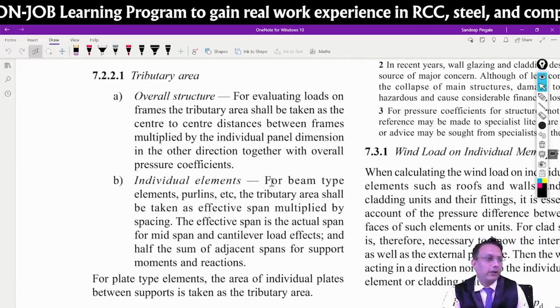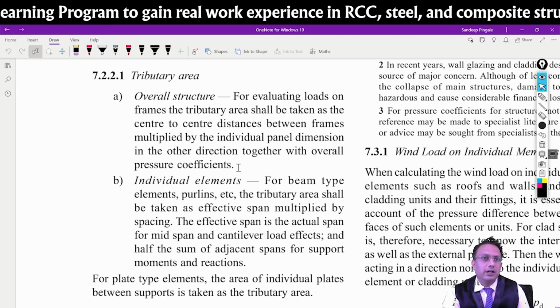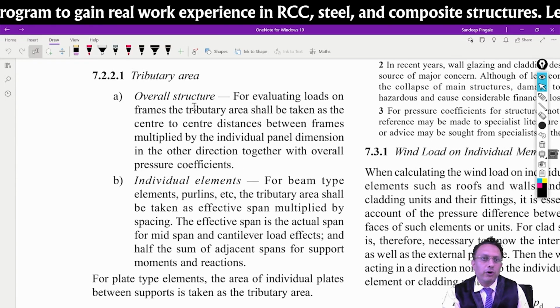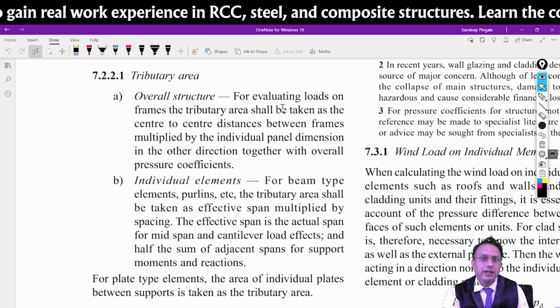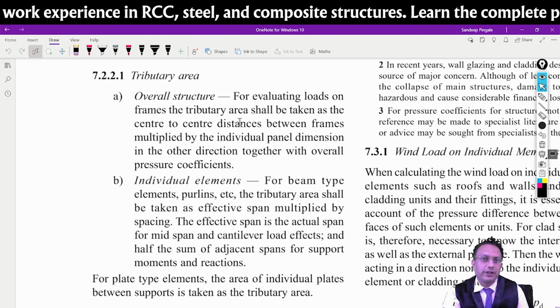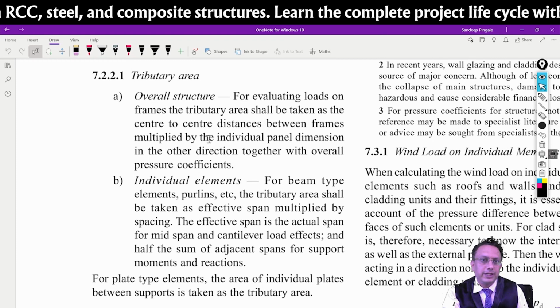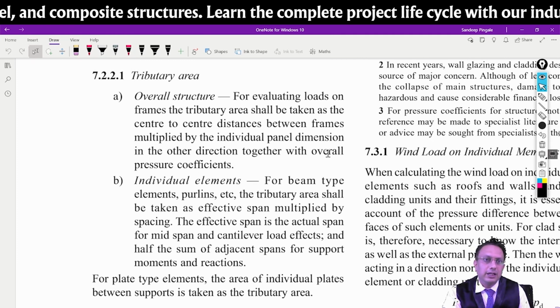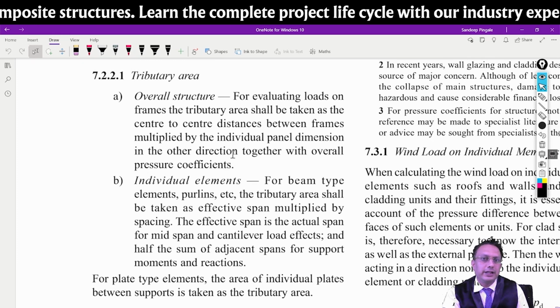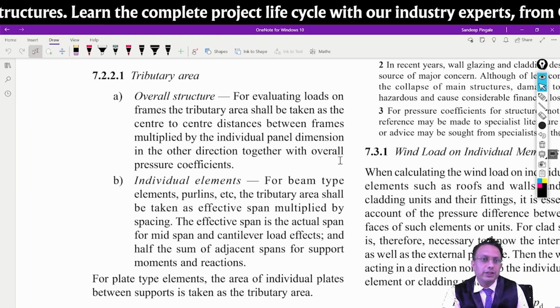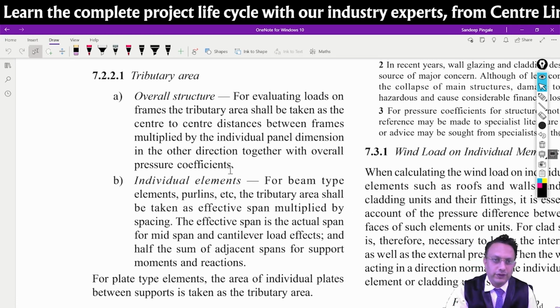Now, somebody will say, sir, what is the tributary area? Now, the tributary area calculation is also shown here. So, what is the tributary area? For evaluating loads on the frames of the overall structure, the tributary area shall be taken as the center to center distance between the frames multiplied by the individual panel dimensions in the other direction, together with the overall pressure coefficient.